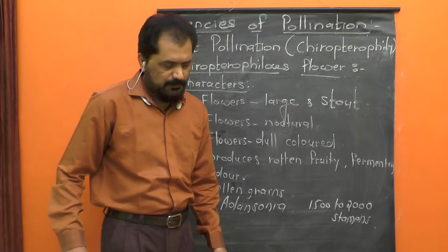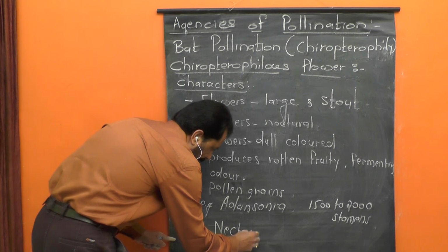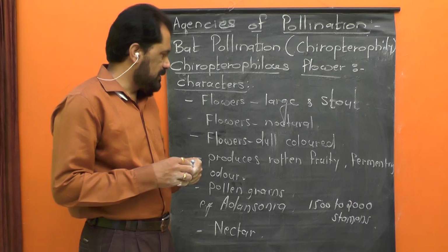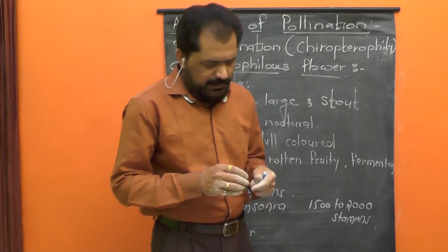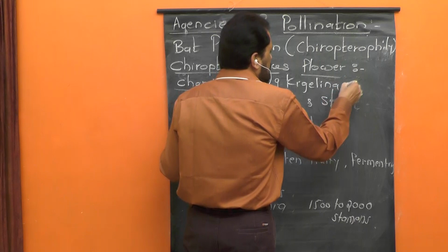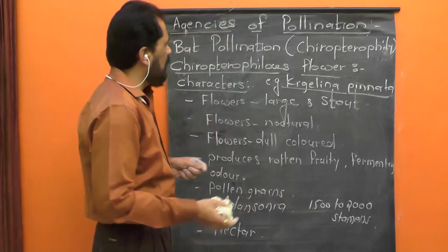These flowers also produce very abundant nectar. Abundant nectar is produced, sugary secretion is produced. Okay, so here we have seen the characters of chiropterophilous flowers. Example I have already told you, that is Adansonia. In addition to that, Kigelia pinnata is another example. Here I am going to write Kigelia pinnata.